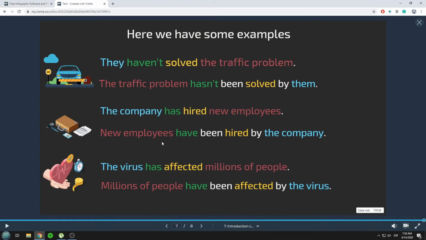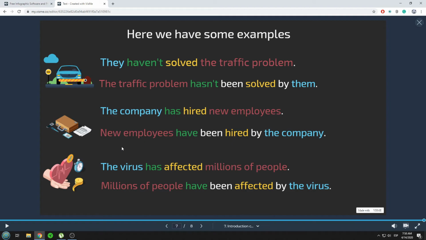Have, because new employees is a plural. Have been, these always go together. Hired, it is the same verb because this is in past participle, okay? There's no change there. And by, the thing that indicates who or what did the action. In this case, it is the company. We just put it there.